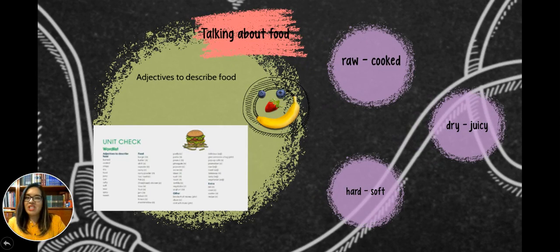So we have checked all of this vocabulary, but today I could give you a clue. What is that clue? To remember the adjectives to describe food, we could remember them by the opposites. For example, the opposite of raw is cooked. The opposite of dry is juicy. The opposite of hard is soft. Let's check some examples.